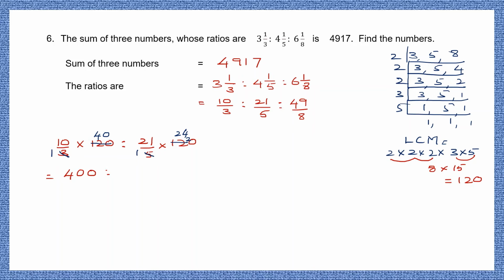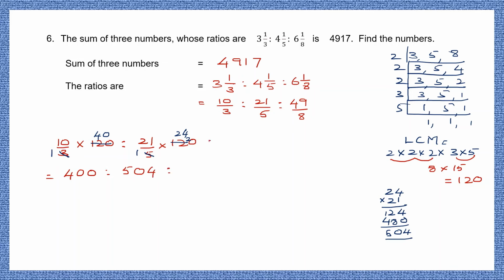Now we need to multiply 24 and 21. Let's multiply 24 into 21. 1 4s are 4, 1 2s are 2, 2 4s are 8, 2 2s are 4. Let's add it up. 4 plus 0 is 4, 8 plus 2 is 10, carry 1, 4 plus 1 is 5. So I've got 504. So my second number here is 504.